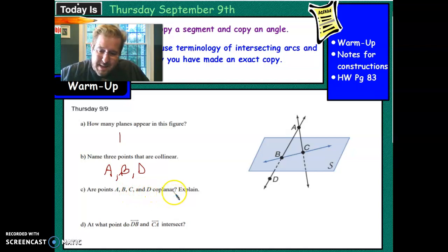Are points A, B, C, and D coplanar? No, they are not. B and C are coplanar. Point A is not on the same plane. It's above it. And point D is below it.